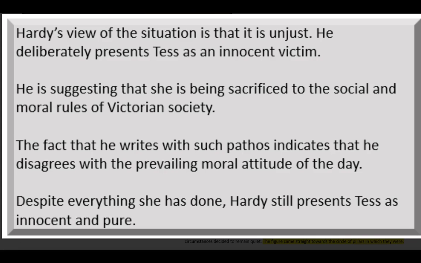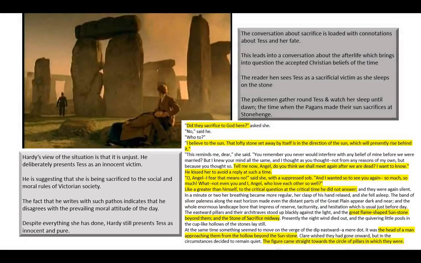Despite everything that she has done, Hardy is still presenting Tess as innocent and pure. The subtitle of this novel is A Pure Woman, and he maintains that right until the very end. She becomes almost a kind of martyred, saint-like figure, like some of the things you might see in stained glass windows and in Christian religion. And he believes, you can see through his presentation of her and what happens to her, that she is very much the victim.